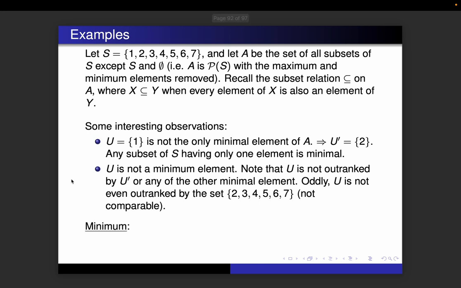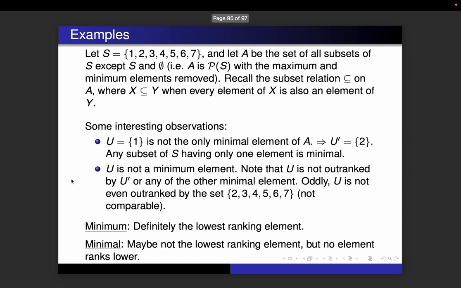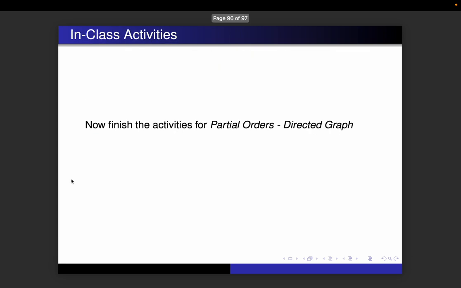So, similar summary as we had for maximal elements. Minimum means that it is definitely the lowest ranking element. Every element has a higher rank. Minimal means maybe not the lowest ranking element. Maybe not every other element has a higher rank, but no element has a lower rank.